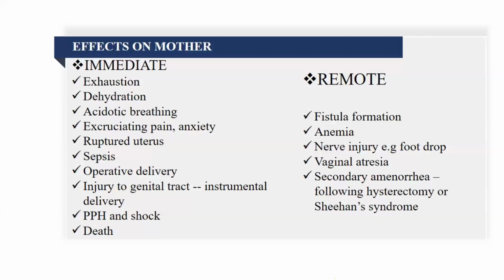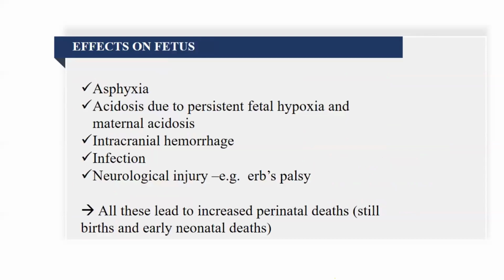And if the mother should survive this, she may end up having long-term complications by way of fistula formation, anemia, foot drop caused by nerve injury, vaginal atresia, and secondary amenorrhea following hysterectomy, when the woman is taken to theater and primary repair of the uterus secondary to uterine rupture is not feasible, so hysterectomy is done, so she has no uterus to bleed anymore. Or she has Sheehan's syndrome, severe postpartum hemorrhage causing infarction of the anterior pituitary gland, so there will be no regulatory hormones, FSH and LH, to initiate the menstrual cycle.